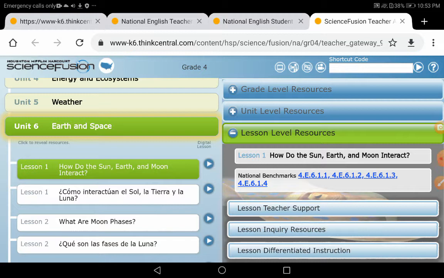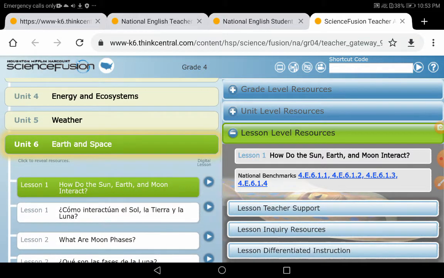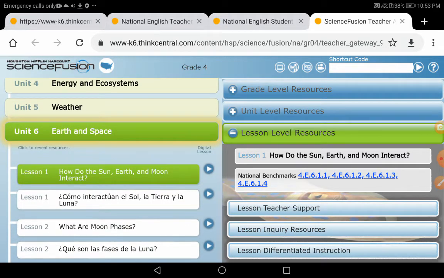Now let's start with the lesson. You know how to find the lesson on digital lesson. You find Earth and Space. This time we will talk about Unit 6, Lesson 1. How do the Sun, Earth and Moon interact? You just click on this button to see the digital lesson. Okay, so let's start.